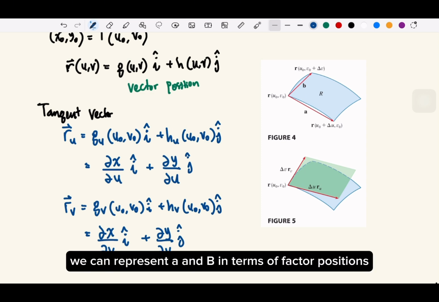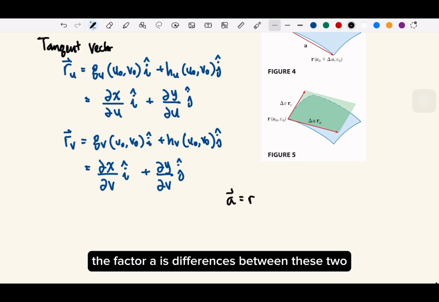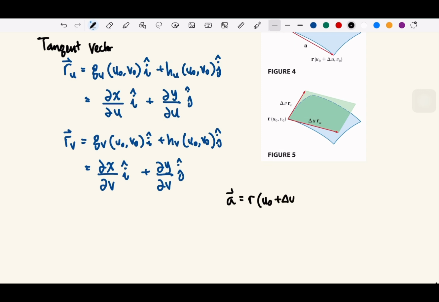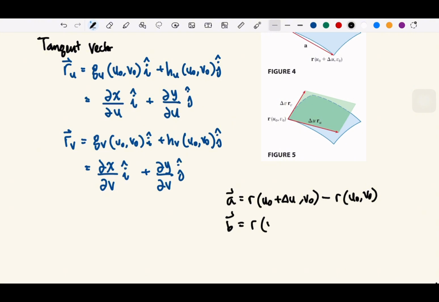So we can represent A and B in terms of position vectors. The vector A is the difference between these two vectors, and B is also the same.